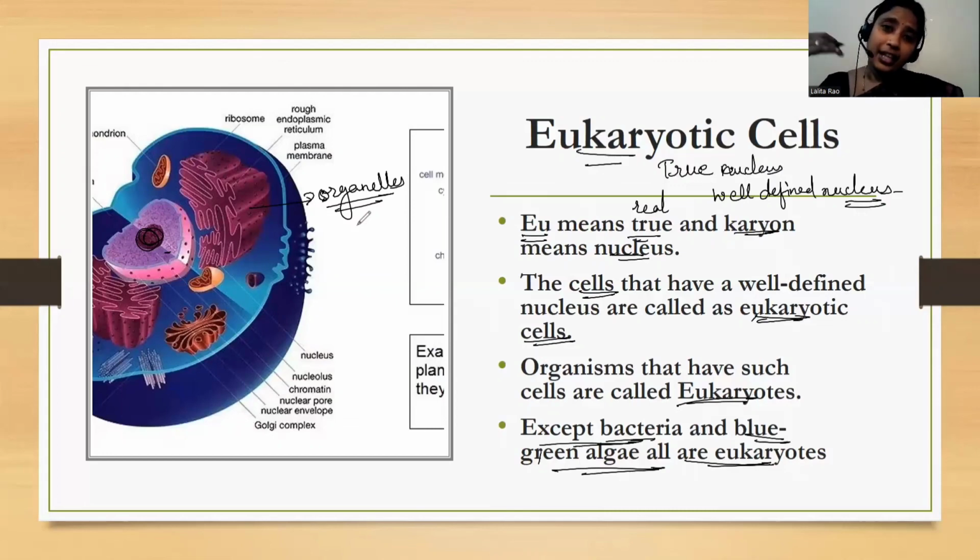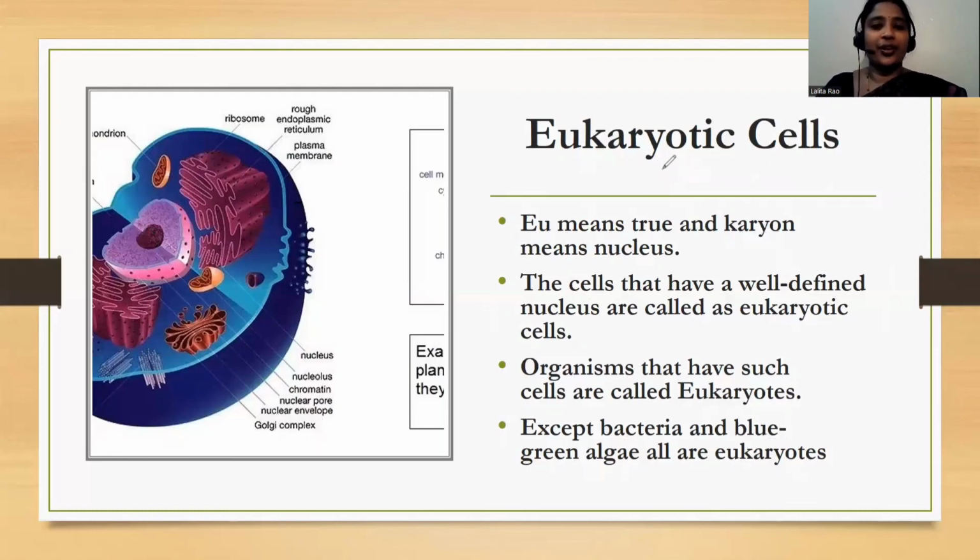Then, depending upon the structure of the nucleus, whether it is well defined or not, they are also classified as prokaryotic cells and eukaryotic cells. Prokaryotic cells are the cells that do not have a well-defined nucleus, and the organisms made up of such cells are known as prokaryotes. On the other hand, the organisms that have a well-defined nucleus and are made up of eukaryotic cells are known as eukaryotes. So I hope this is clear to you.